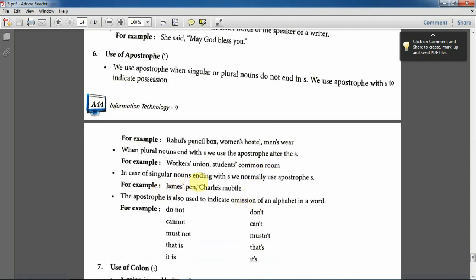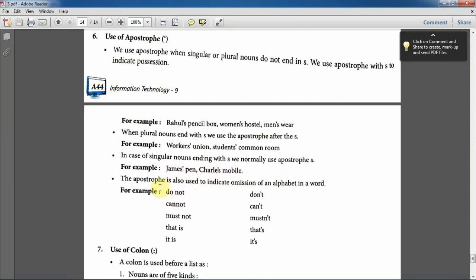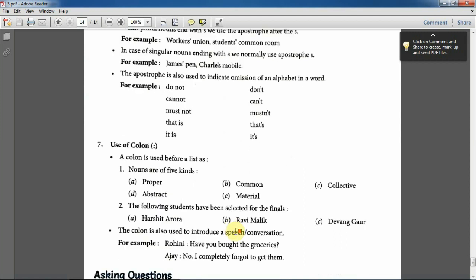In the case of singular nouns ending with s, we normally use apostrophe s: James's pen, Charles's mobile. The apostrophe is also used to indicate omission of a letter in a word: do not, don't; cannot, can't; must not, mustn't; that is, that's; it is, it's.